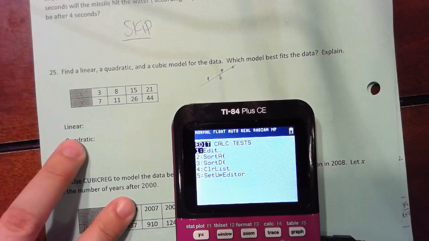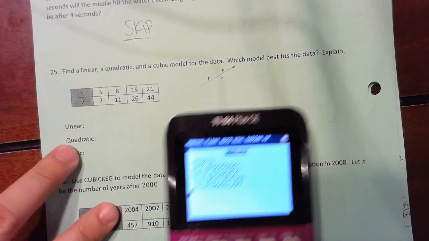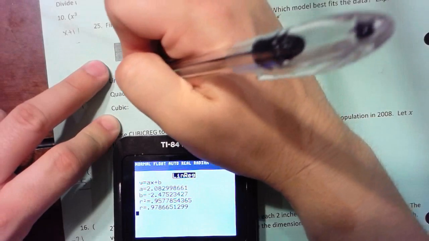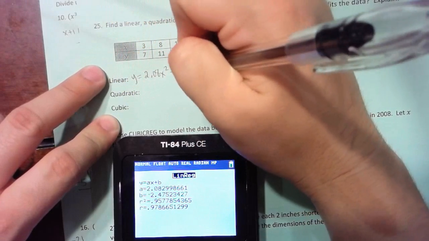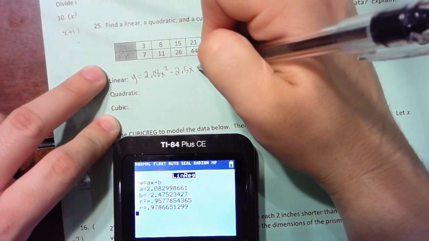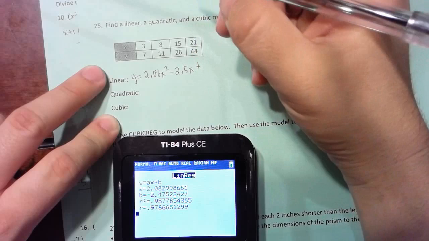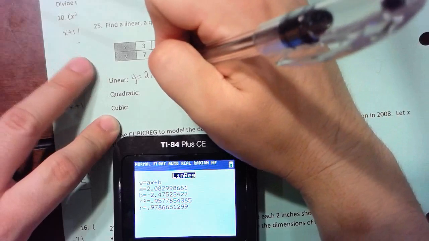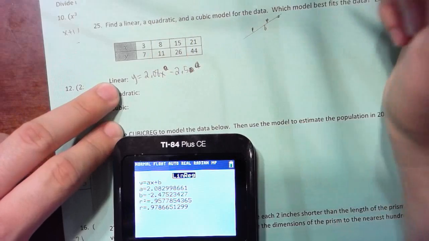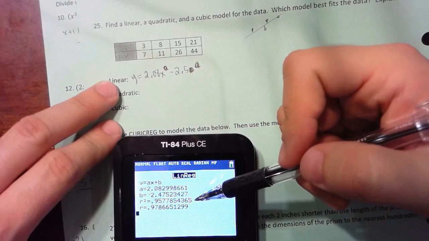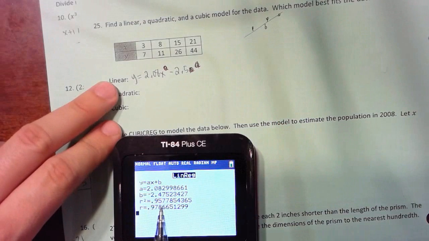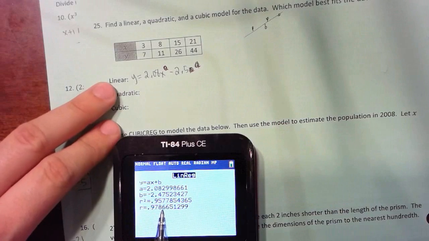If I want a linear model, we go to Stat, Calculate, Linear Model, and my equation is y equals 2.08x squared minus 2.5x plus, oh, hold on. Backtrack. It's linear. I got really excited there. Y equals 2.08x minus 2.5. Now notice the r squared is 0.957. That's a good fit, close to 1. But I wouldn't call it a perfect fit.